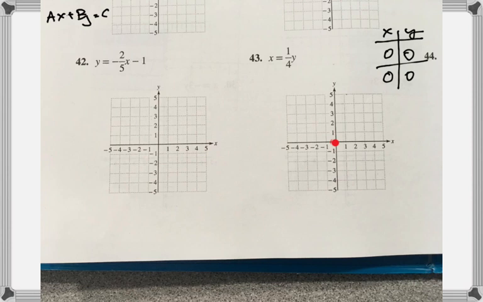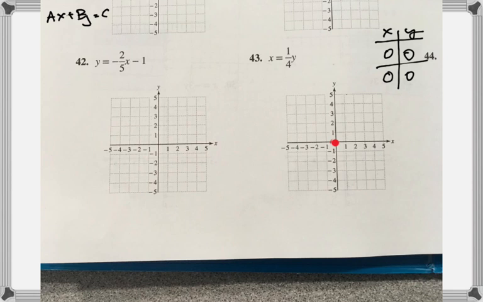We didn't have to do that twice. Now what do we do? We have to find another point. We can't just leave it like so, because we don't know: does this graph go this way? Does it go that way? Does it go this way? Who knows how this is going?